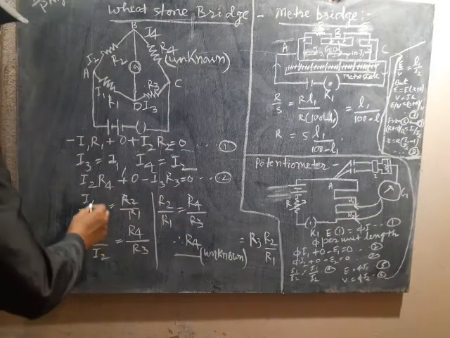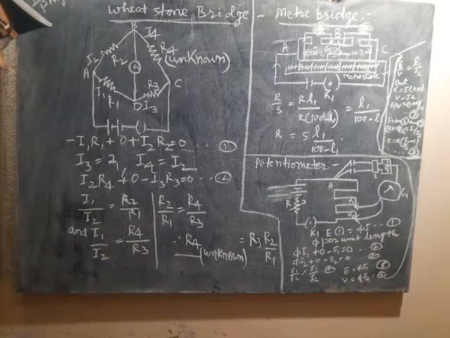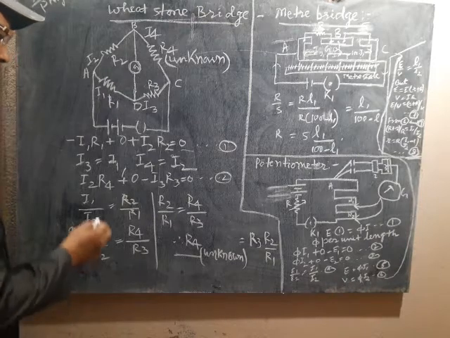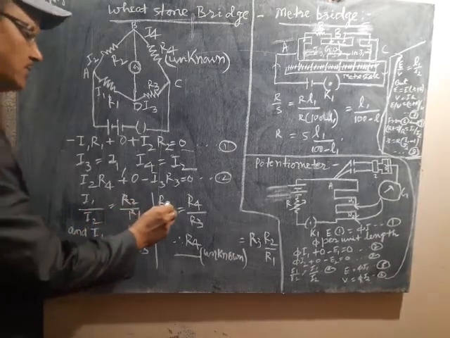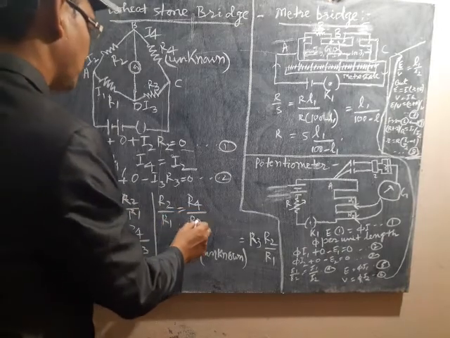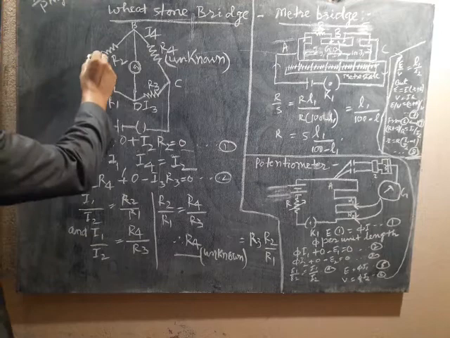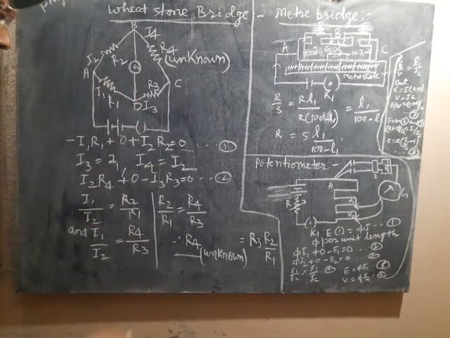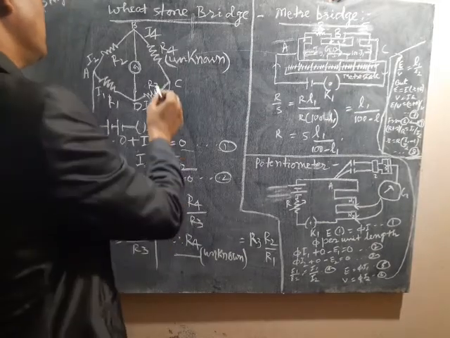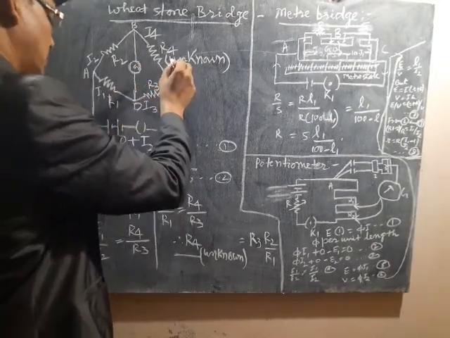I1 by I2 is equal to R2 by R1. I1 by I2 is equal to R2 by R1, and R2 by R1 is equal to R4 by R3. Here I1 by I2 is equal to R2 by R1, so R2 by R1 is equal to R2 by R1.